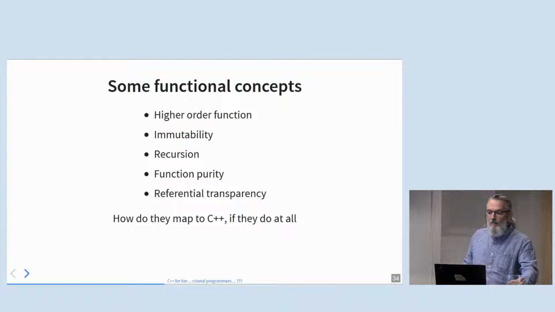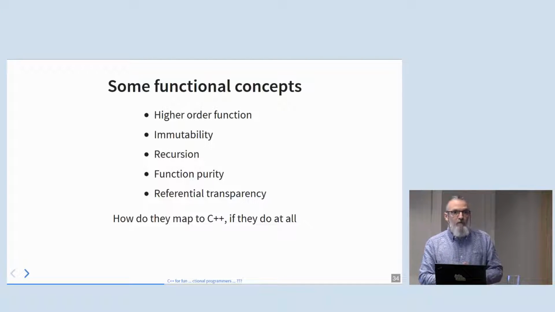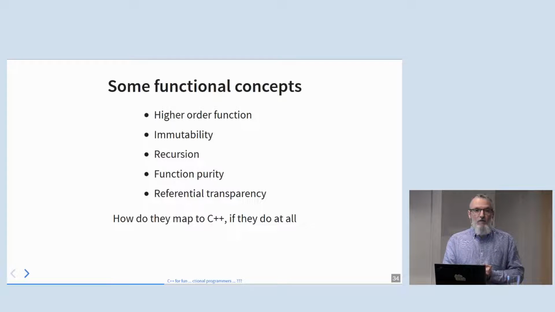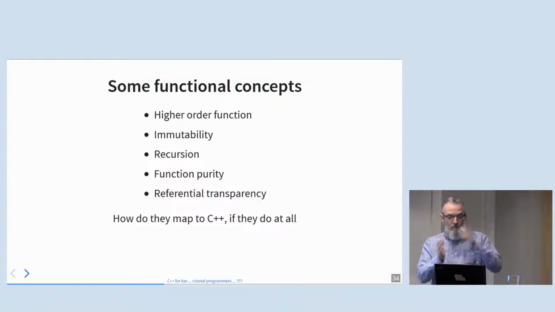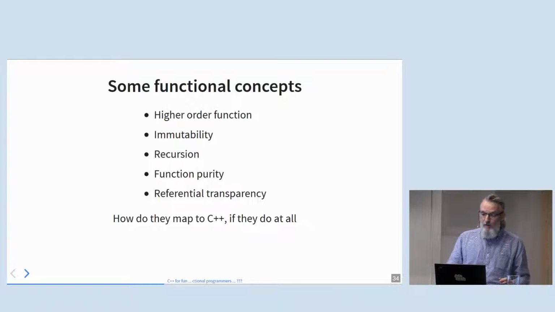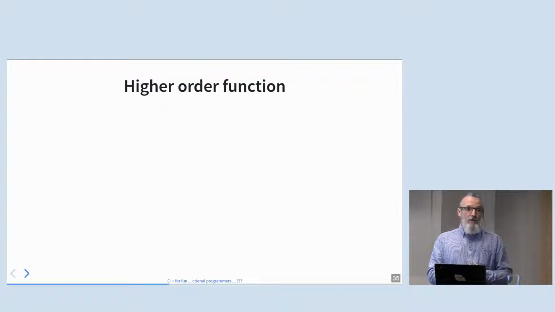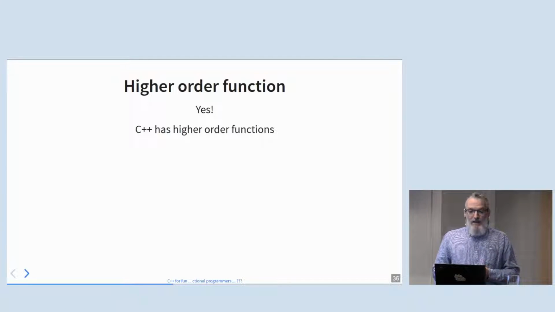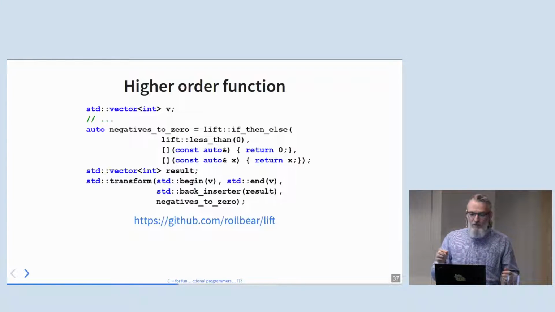I've taken some functional concepts that are known from functional programming languages, and let's see if they relate to C++ and how they do this. Higher order functions, immutability, recursion, functional purity, and referential transparency, which I will do in one. So let's look first at the higher order functions. And yes, C++ has higher order functions. I mean, you have already seen we have thrown function objects around. But let me show you this nice code.